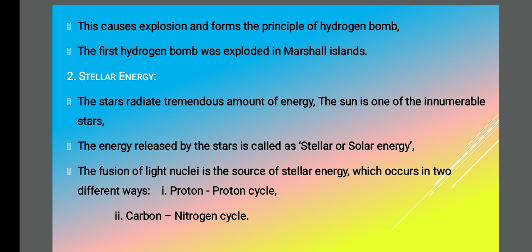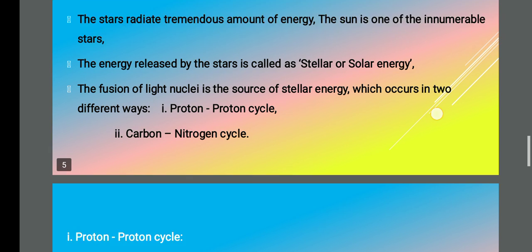Stellar energy is produced by the combination or fusion of light nuclei. There are two types of combination: one is the proton-proton cycle, and the other is the carbon-nitrogen cycle. So first we can see the proton-proton cycle.